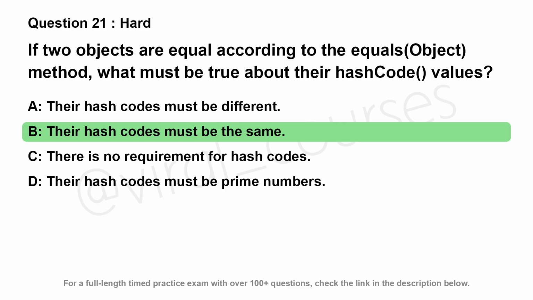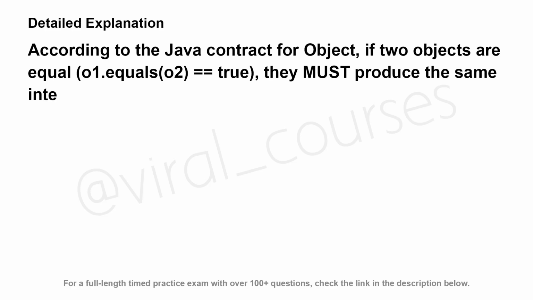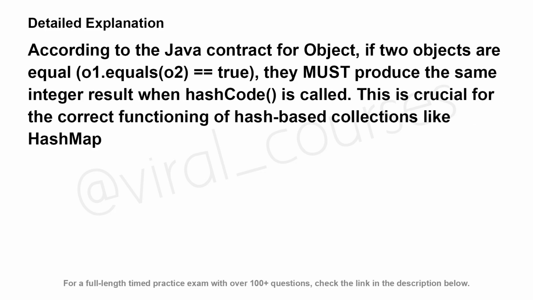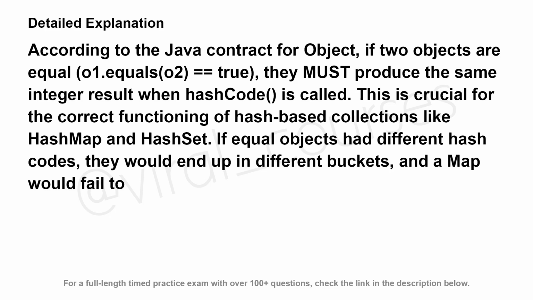The correct answer is B. According to the Java contract for Object, if two objects are equal, o1.equals(o2) is true, they must produce the same integer result when hashCode is called. This is crucial for the correct functioning of hash-based collections like HashMap and HashSet. If equal objects had different hash codes, they would end up in different buckets, and a map would fail to find an existing key.